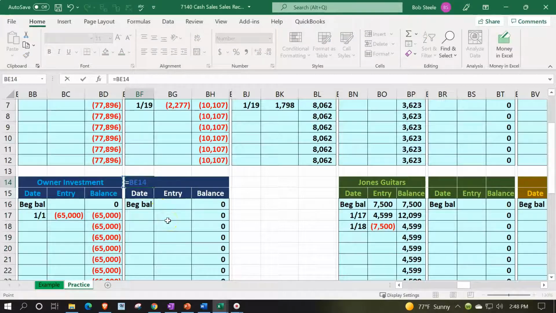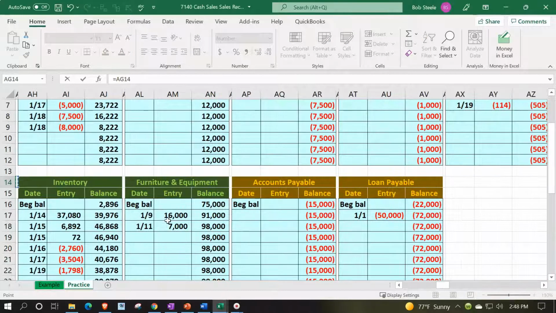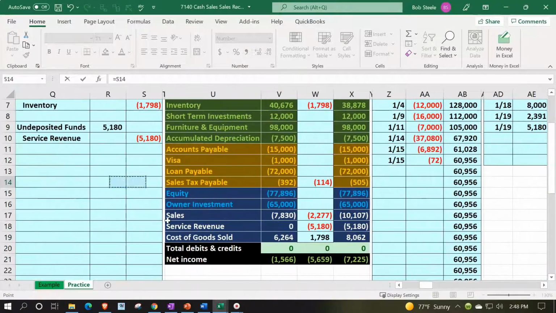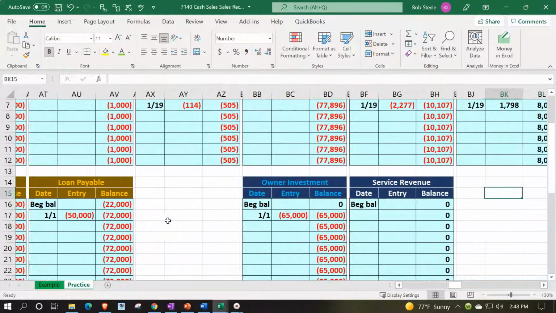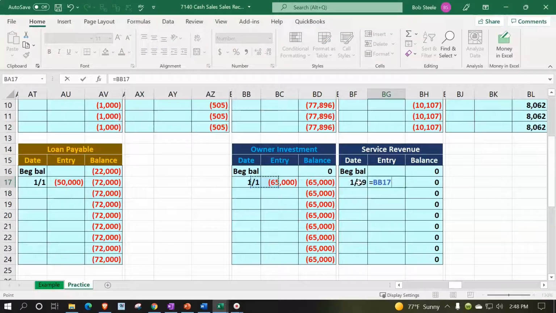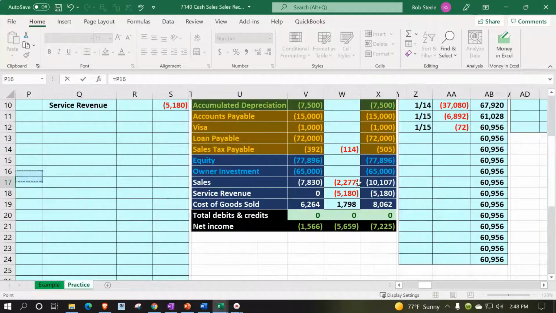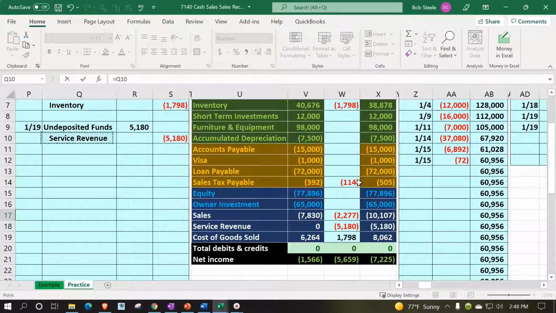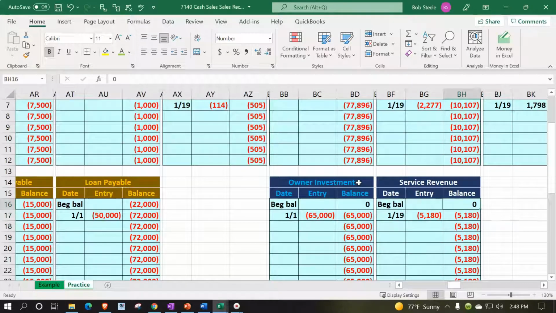So this will be equal to, scrolling to the left, we got a hole in the GL teeth. That's okay. And so this is going to be the service revenue. That looks good. This happened then on 1/19, and then in BG17 equals left to the wall, picking up that service revenue, the 5180, and enter. So we go from 0 up by 5180 to 5180.